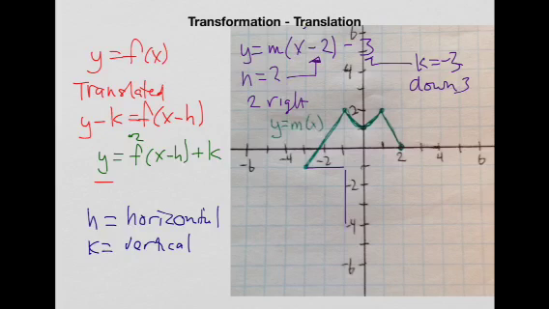Draw a point. Oh, I see what's wrong. So I'll go from this one, right 2, down 3. From this point here, I'll go right 2, down 3. This point, I go right 2, down 3. And for the last point, I go right 2, down 3. And that's how the dot set defines my function, so I can now draw in this shape. There is my translated function.